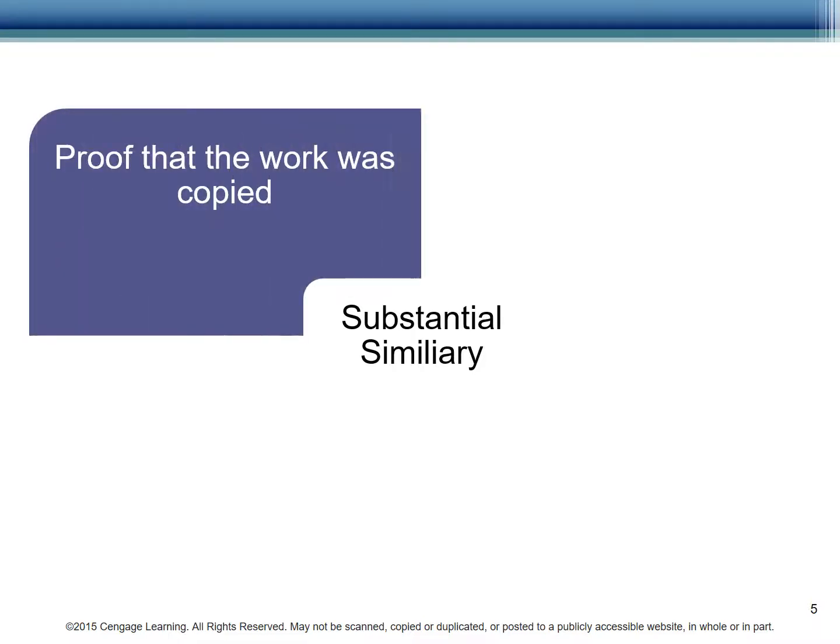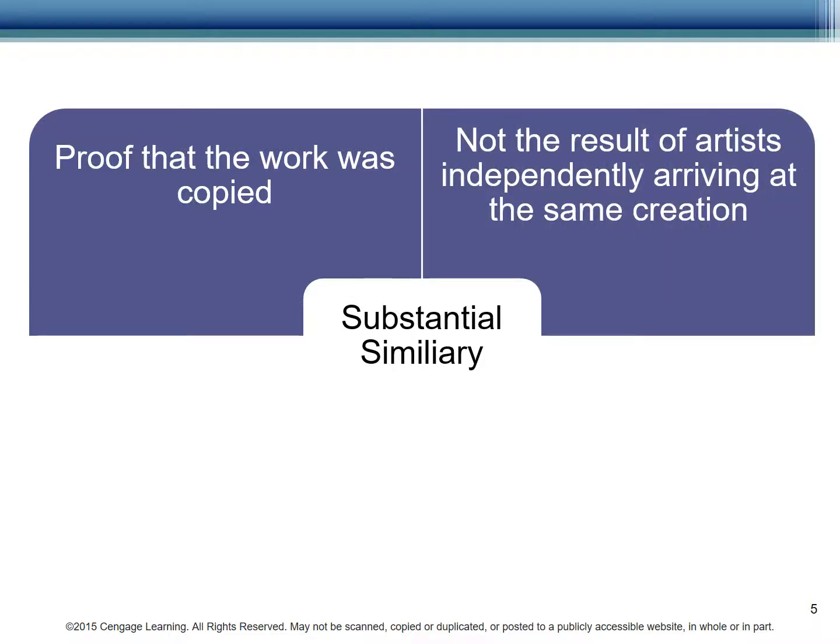When someone accuses another of copyright infringement, the substantial similarity standard is often called into play. The copyright holder needs proof that the person copied the work in an illegal or improper manner. The product cannot be the result of two or more artists independently arriving at the same creation.